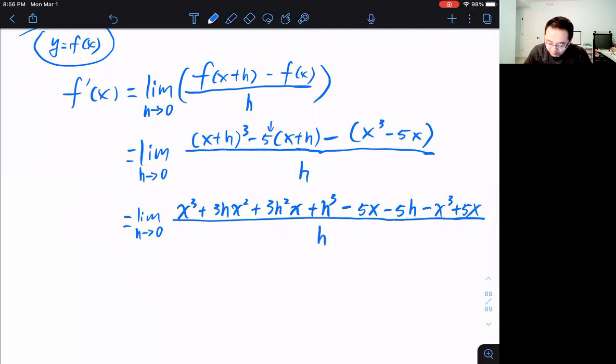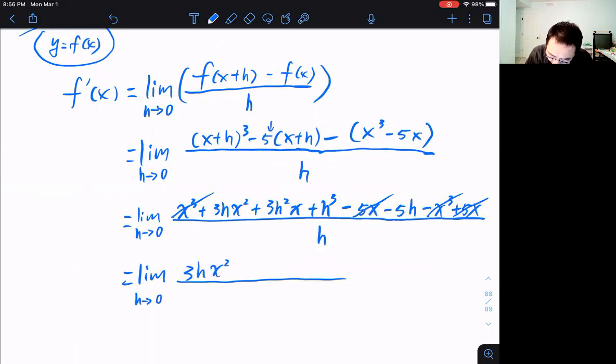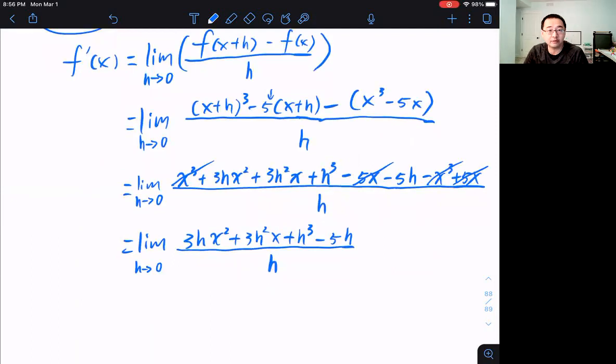Now you can see we can cancel a few things out, right? Because x cubed and x cubed cancel each other, okay, and then negative 5x and positive 5x cancel each other, okay? Then we have this equals the limit as h approaches 0 for 3hx squared plus 3h squared x plus h cubed minus 5h divided by h. Well, you can see that since every term in the numerator has h in it, dividing by h means you're just canceling one h out of every term in the numerator.